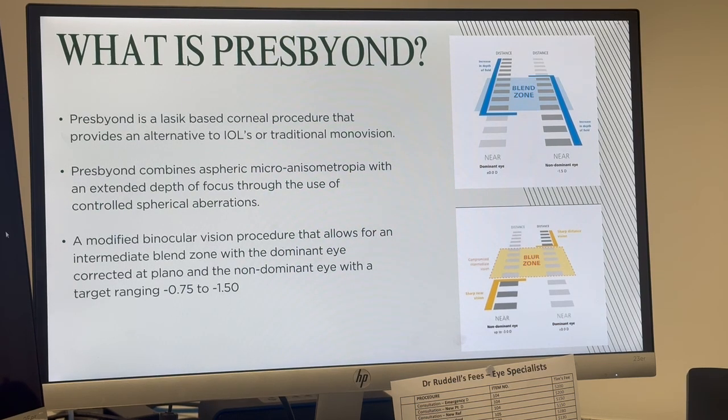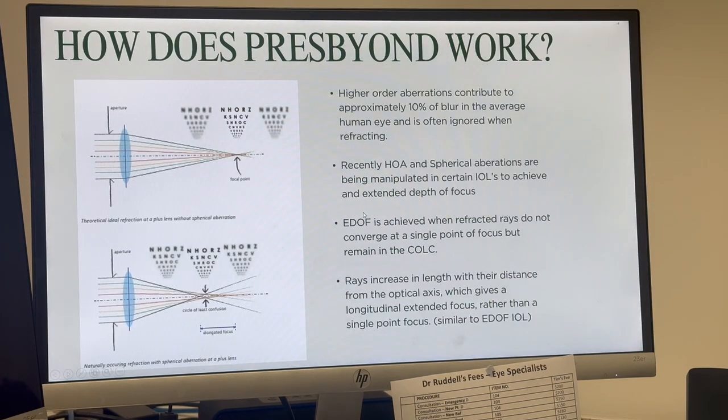The difference with Presbyond and normal monovision, as you can see here in this diagram: with traditional monovision, you get this intermediate blur zone. You've got great distance vision, great near vision, but the intermediate can be quite blurred. Whereas with Presbyond, you can see here we have this blended transition zone in the intermediate, which gives them an increased depth of field in comparison to traditional monovision.